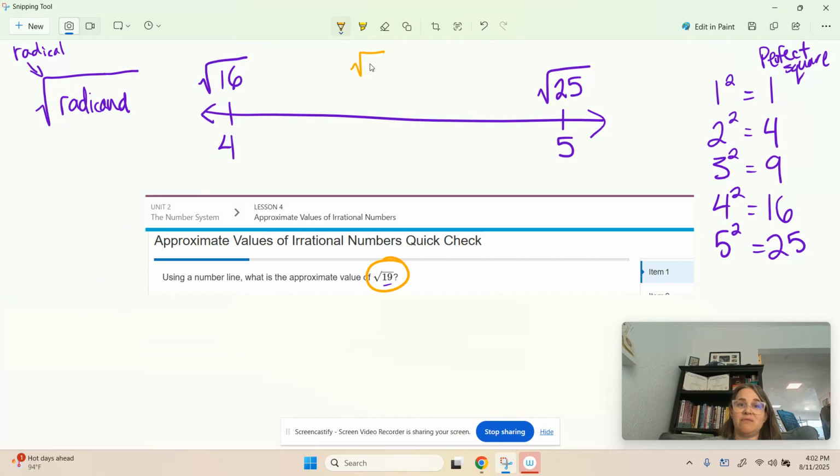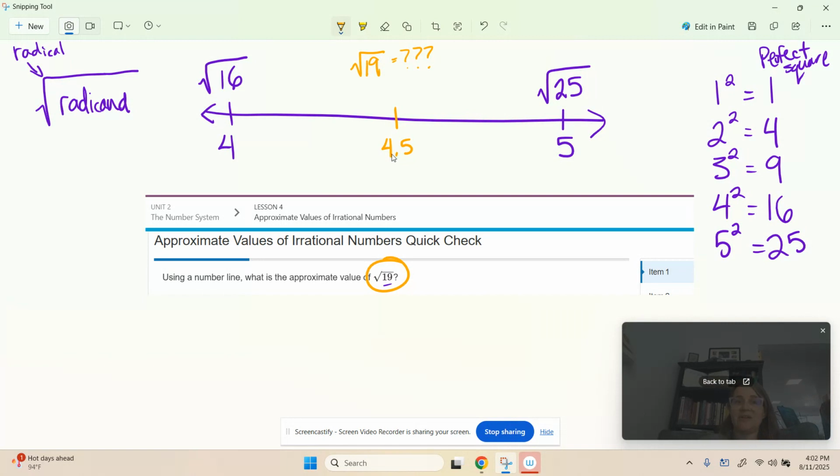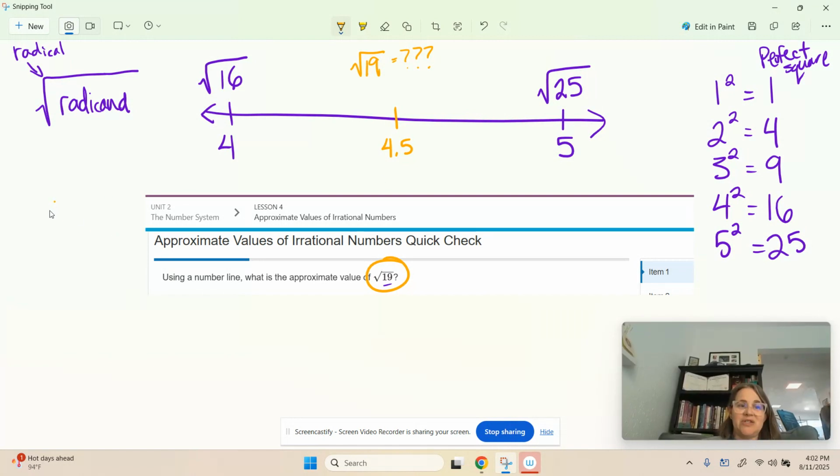So for right now, the square root of 19 is a big question mark. We don't know where to put it on the number line. So we're going to start guessing. I know that 4.5 is halfway between 4 and 5. But now what I'm going to do is figure out what's halfway between 25 and 16. I don't know. So they are, what, 9 units apart? I don't think that's right. And so half of that, I'm going to divide that by 2, and I'll get 4.5.